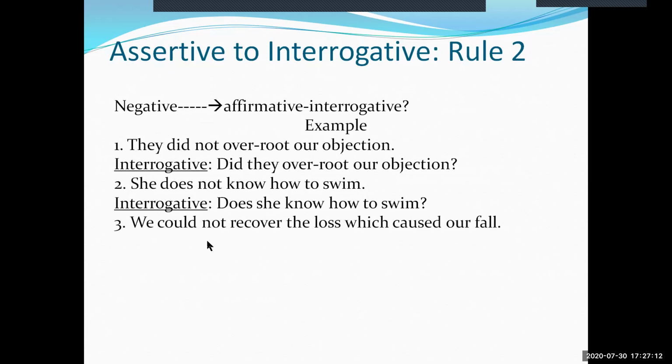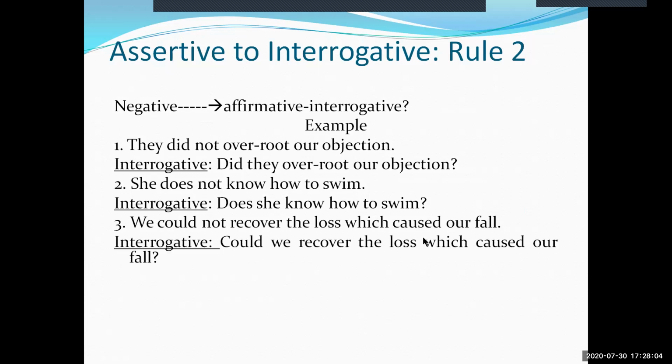Example 3 shows a sentence which is in negative form with the auxiliary verb could. And to make any sentence interrogative, if we find the modal auxiliary verb could or any other modal auxiliary verb like can, may, might, shall, will, should, would, we need to take that modal auxiliary verb at the beginning. So let us drop the negative word not from this sentence at example number 3 and take the modal auxiliary verb could at the beginning to make this interrogative. So could, then the subject we, could we, then dropping the not, take the verb, could we recover? Could we recover the loss which caused our fall? So the interrogative sentence of example 3 will be, could we recover the loss which caused our fall?